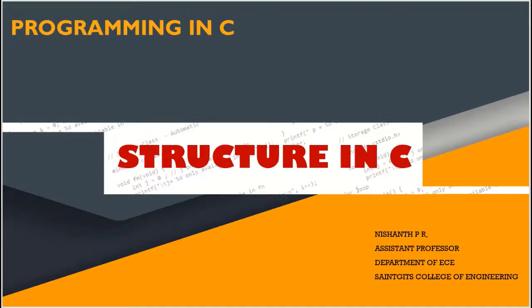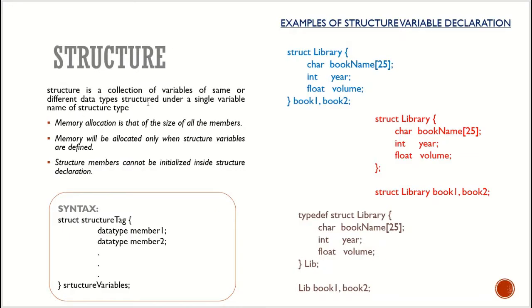Hi, in this tutorial we shall discuss how structures are used in C language. A structure is a collection of variables of same or different data types structured under a single variable name of structure type. The memory allocation is that of all the members of the structure, and the memory will be allocated only when the structure variables are defined.